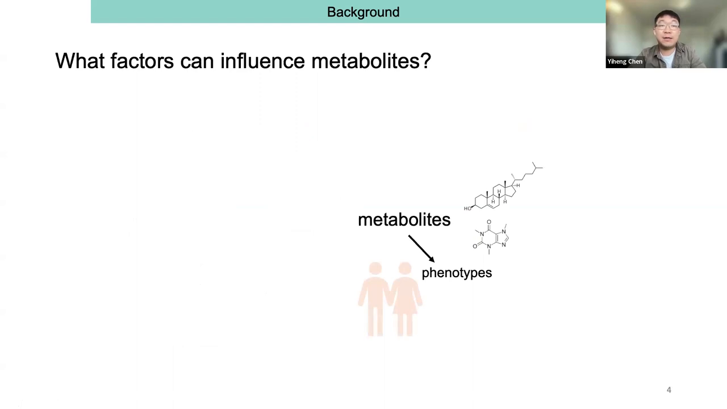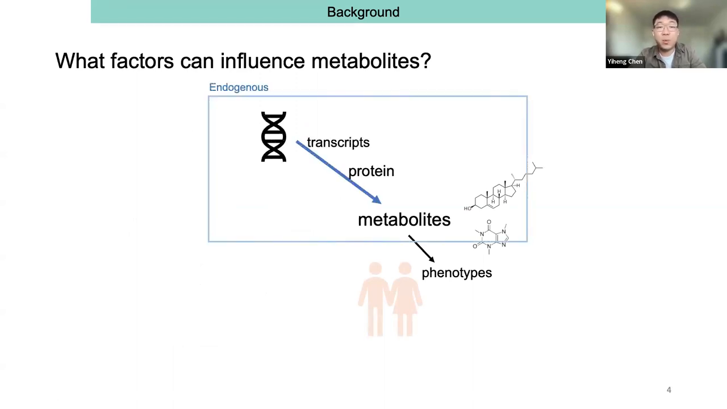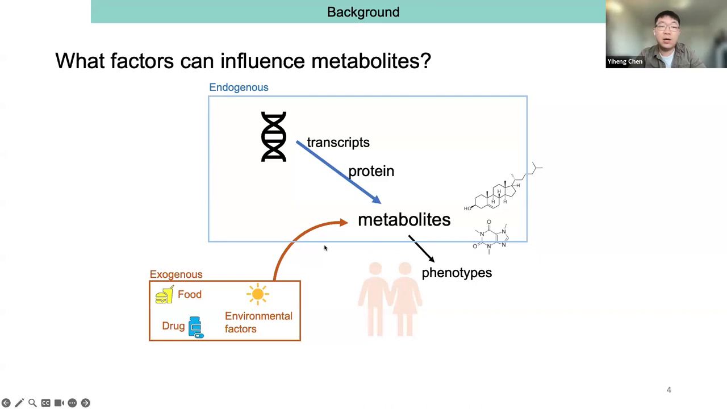So many factors can influence metabolites. Genetics is one of the major endogenous contributors. Genetic variants can influence the transcriptome levels and also protein levels. And those proteins, especially enzymes and transporters, directly metabolize the metabolites and play a key role in regulating the levels of metabolites, either in the circulating system or in specific tissues. Exogenous factors like food, drugs, or environmental factors like even sun exposure can also influence metabolite levels. Lastly, gut bacteria have been found to further metabolize the food that reaches the gut and produce metabolites, which can be reabsorbed by the human body and influence metabolite levels.